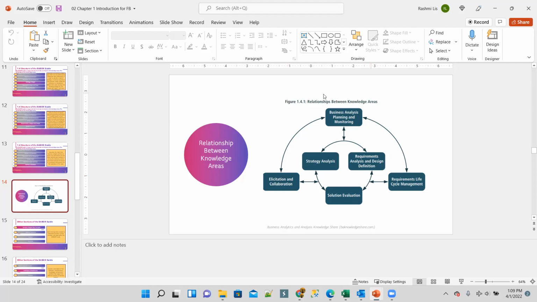This is always on the outer core for elicitation and collaboration, those 3 knowledge areas. And the inner core really looks at the gamut, right from inception of the change to the delivery of a solution to enable that change.